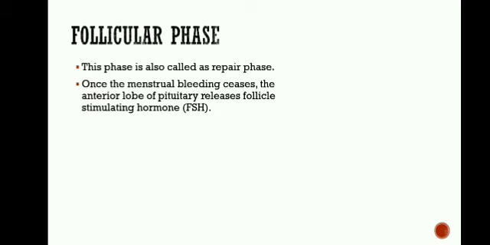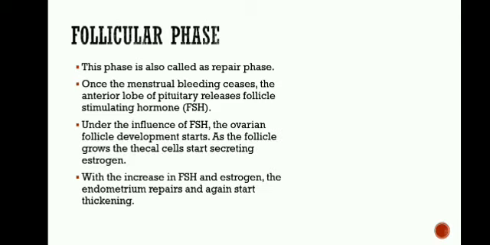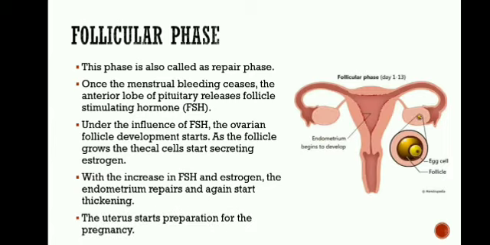Follicular phase. This phase is also called the repair phase. Once the menstrual bleeding ceases, the anterior lobe of the pituitary releases the follicle stimulating hormone, FSH. Under the influence of FSH, the ovarian follicle development starts. As the follicle grows, the thecal cells start secreting estrogen. With the increase in FSH and estrogen, the endometrium repairs and again starts thickening. The uterus starts preparation for the pregnancy.